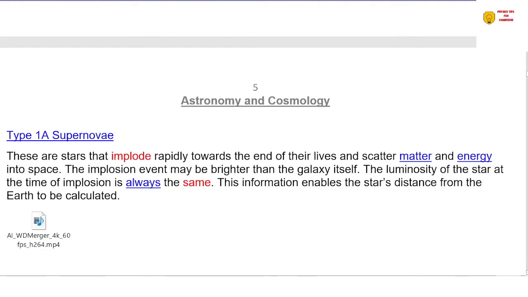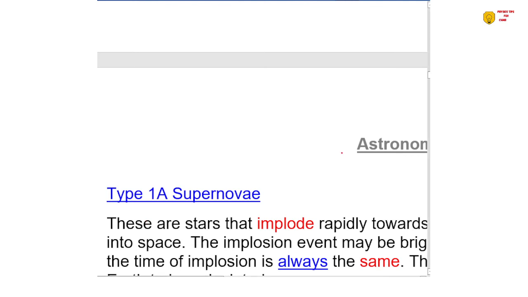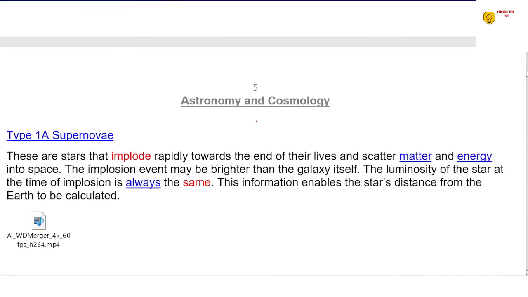Then we do have what is called a supernovae, type 1a. So this is what we are going to be looking at. In a type 1a supernovae, the star implodes, right? It implodes rapidly towards the end of its life. And when it does that, it's going to scatter matter and energy into space. So the implosion event may be brighter than the galaxy itself. That's when they measure the luminosity. The luminosity of the star at the time of implosion is always the same.